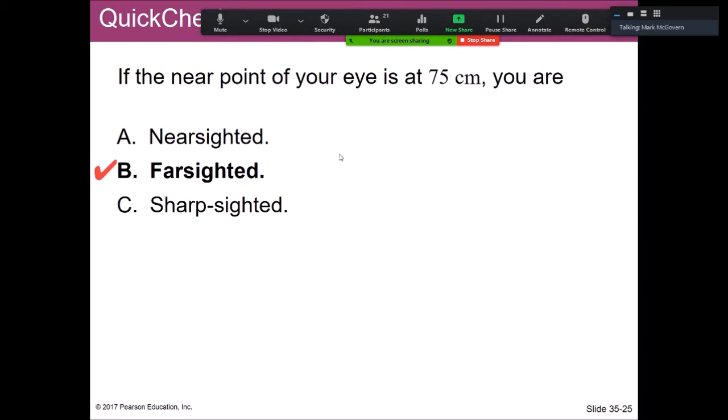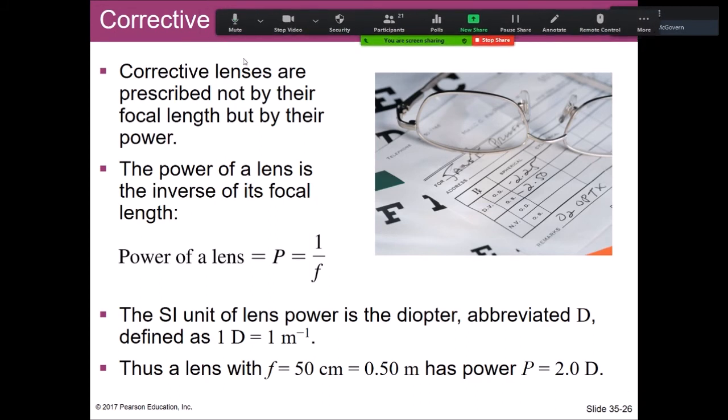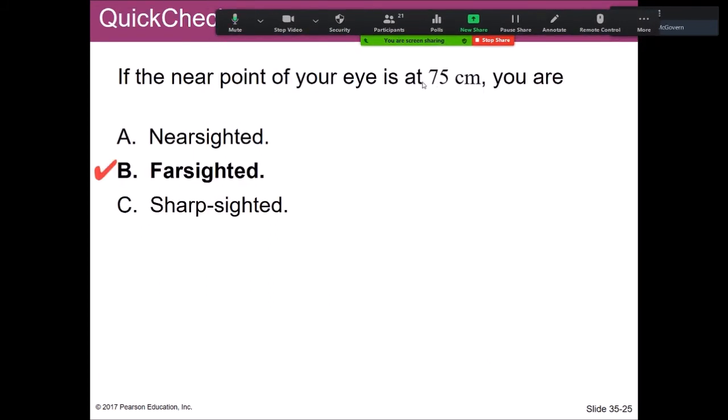So now here's where corrective lenses come in. If your near point is at 75 centimeters, you can use a corrective lens to take an object at 25 centimeters, what you're supposed to be able to see at 25 centimeters, and the lens takes that image and pushes it out to 75, which your eye can adjust to, and then you can see it. That's what the corrective lenses are doing. They take your true near point and put the objects where they're supposed to be. We'll look at some examples of that here.